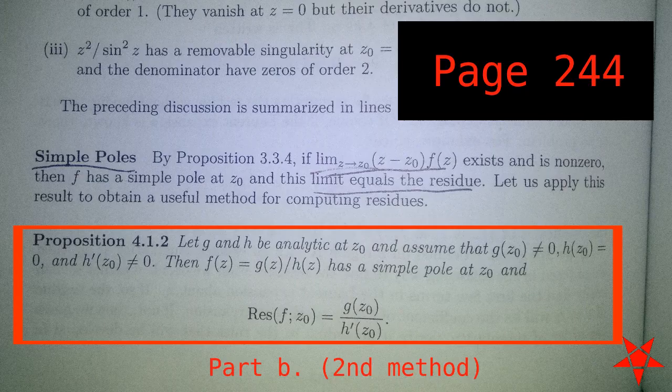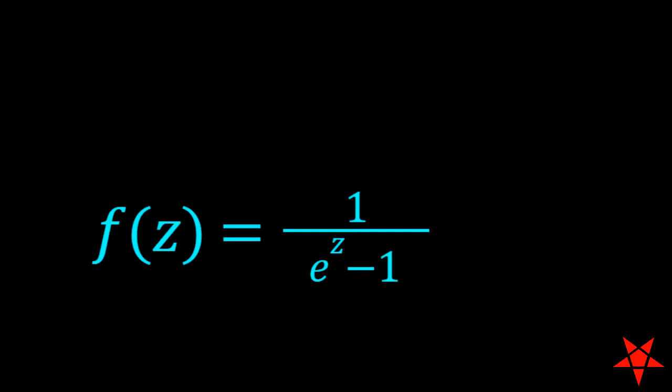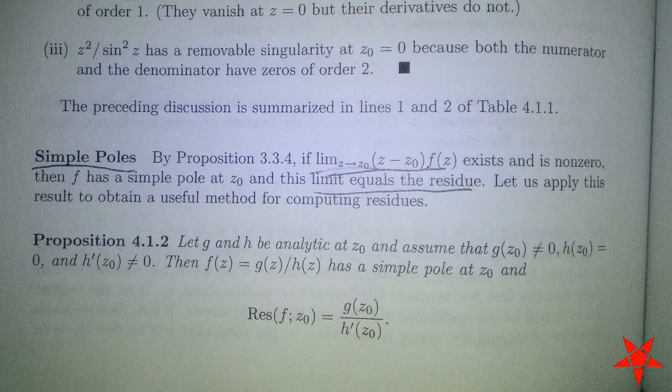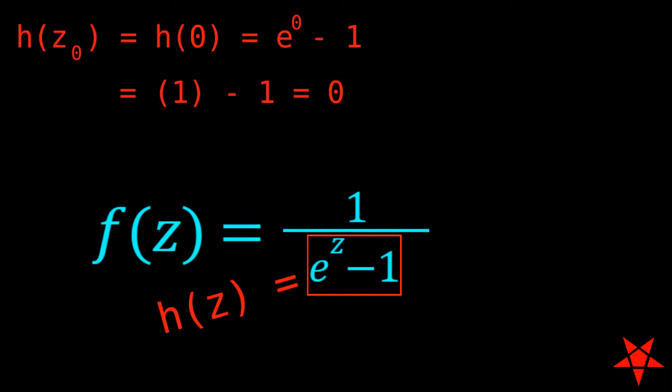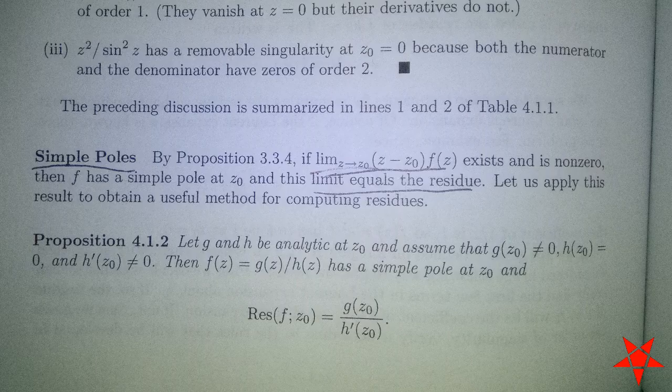For proposition 412 to be applicable, it asks that f of z be broken up into two parts, g of z in the numerator and h of z in the denominator, and both of these must be analytic at z naught. Since g of z is equal to 1 for all values of z, it satisfies this requirement, and since h of z is equal to 0 at z naught, it also satisfies this requirement. Furthermore, for proposition 412 to apply, h prime of z naught must be non-zero, which it is.